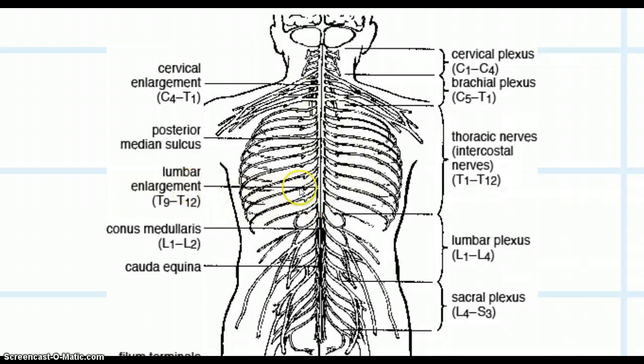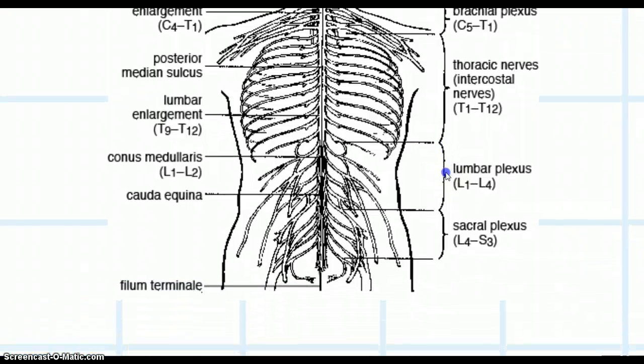Then after that, here's the lumbar enlargement. There's also another enlargement right there. Then there's the conus medullaris. From here, that's pretty much the end of the spinal cord. The rest of it is just nerves that go out laterally. So right here would be the lumbar plexus. Once again, a plexus is a bundle of interwoven nerves. And then after that, here's the sacral plexus right there. And you can't see it, but right here is the filum terminale. It just holds everything in place, inferiorly at least.